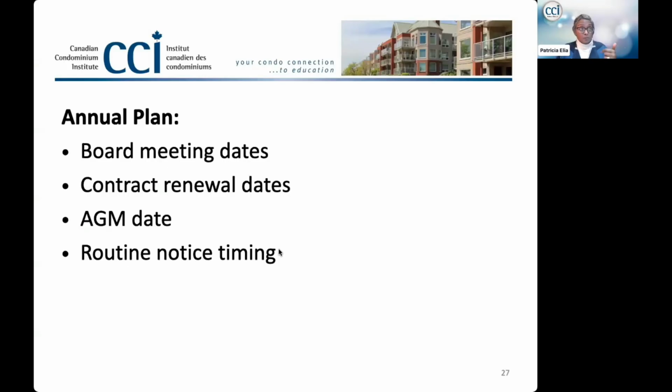Some contracts require 60, 90 days, or one year in advance termination. You need to know if you're going to renew them or terminate them, for example. Get all your information and pricing in advance if you're thinking of switching. AGM date, you need to think in advance because, as I mentioned, there are other people that have to show up to do that. Routine notices, like how are you going to do the actual notices that go with, for example, capital asset projects?